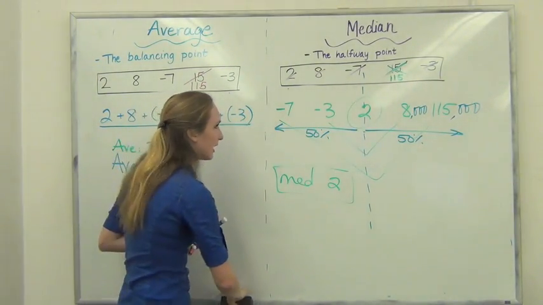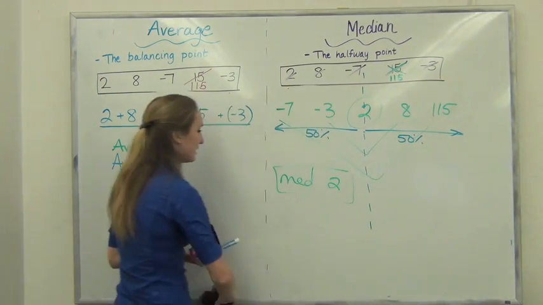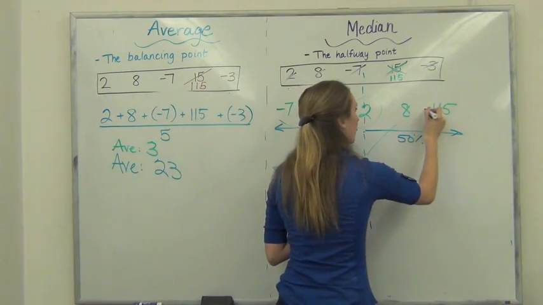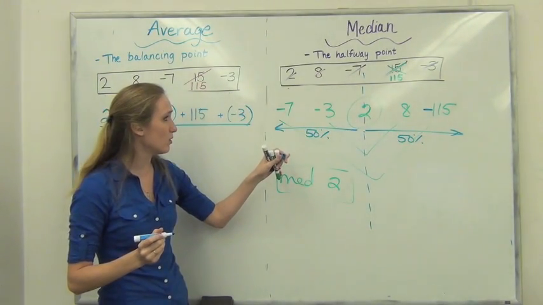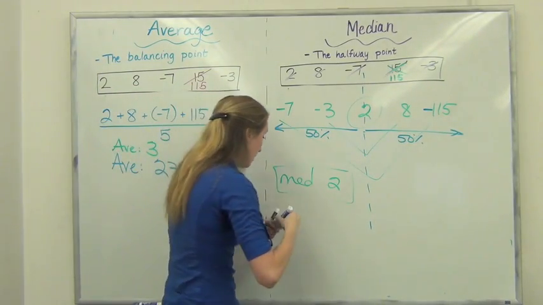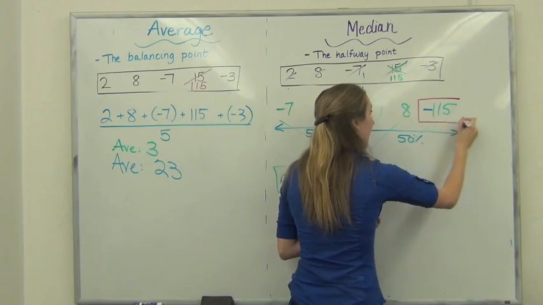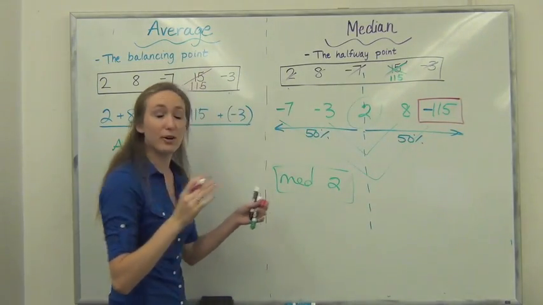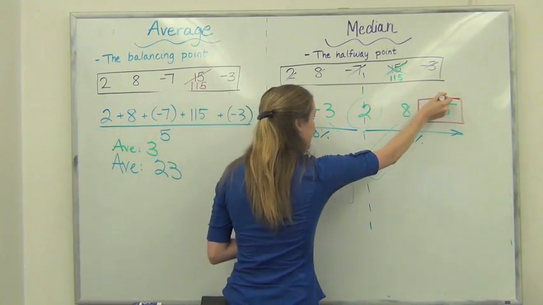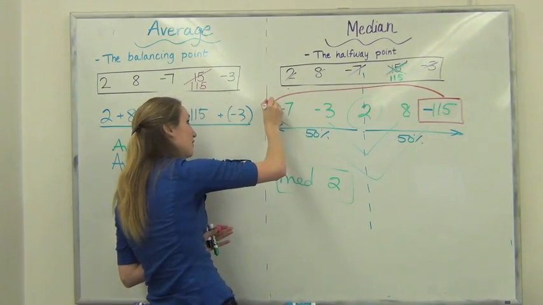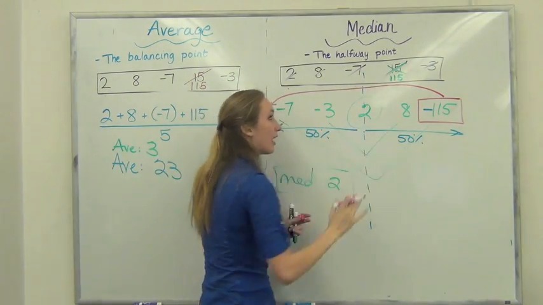But what about if I had taken this 115 and instead made it negative 115? Would this rule stay the same? Would the median still be 2? The answer is no, because by making this negative 115, I've taken this number and put it out of order, right? Because it goes from smallest to largest. So this number would have to be shifted over here, which means that our numbers are now rearranged.